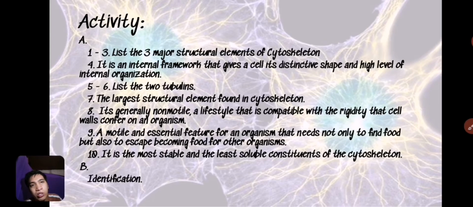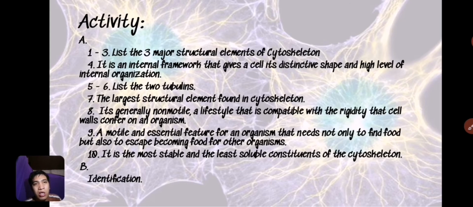So number 1 to 3, list the 3 major structural elements of cytoskeletons. So if you are listening, you can answer these 3 major structural elements. So number 4, it is an internal framework that gives a cell its distinctive shape and high level of internal organization. So also, if you are listening though, you can answer that.